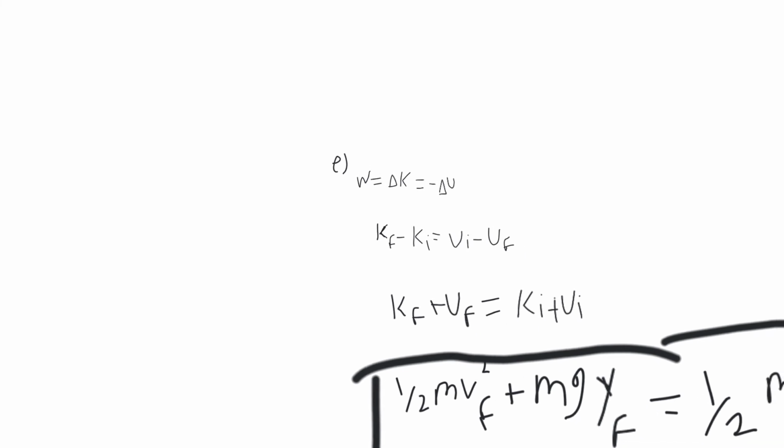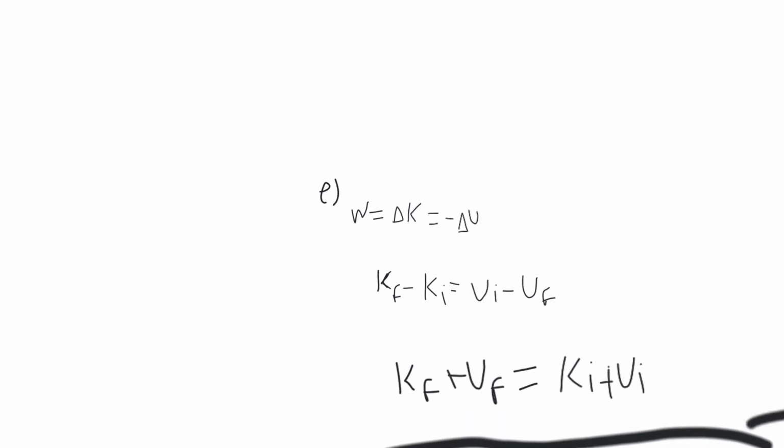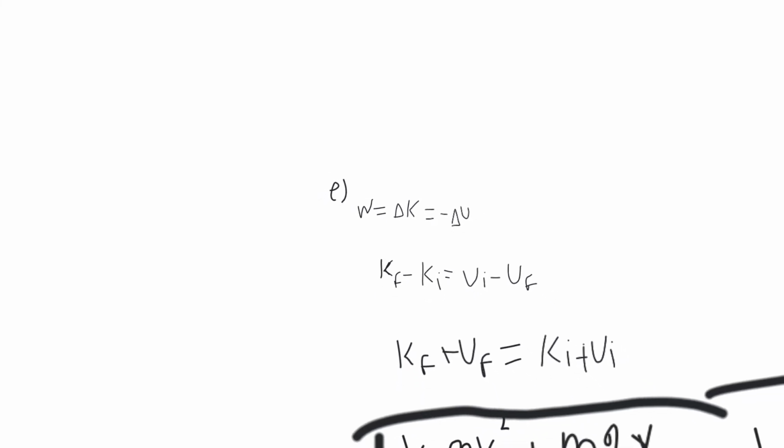Okay, so now for question E, it's asking us to establish the principle of conservation of mechanical energy. So we know that the mechanical energy is the sum of the kinetic energy and the potential energy, right? So how are we going to show that, and how does that look for this problem? We know work is equal to the change in kinetic energy, and we know that work is equal to the negative change in potential energy, which we saw in the last problem, right?